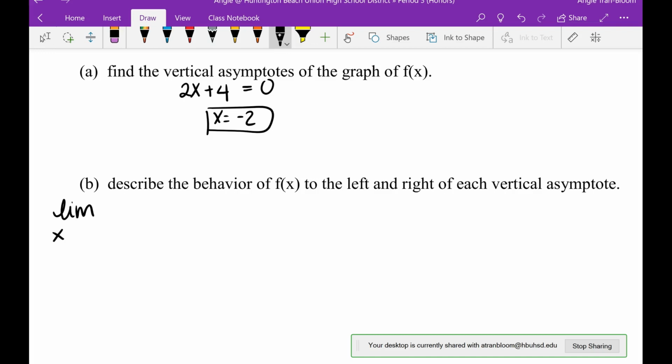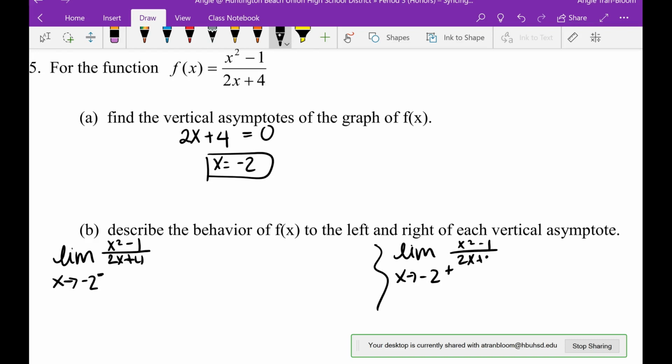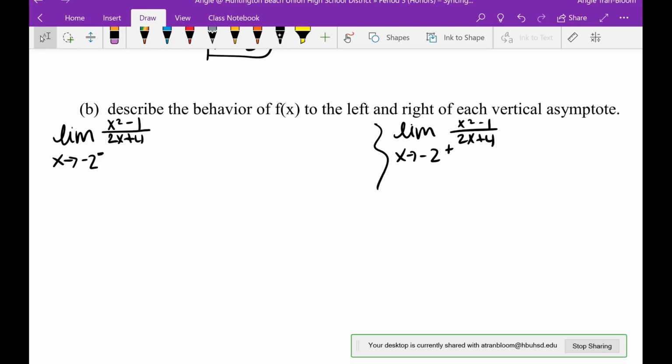Find the limit as x approaches -2 from the left of, what is my function, x squared minus 1 all over 2x plus 4. And it also wants the right, so find the limit as x approaches -2 from the right of the same function, okay? That's what it wants us to do. All right. Now, let's talk about how to find the limits of this.